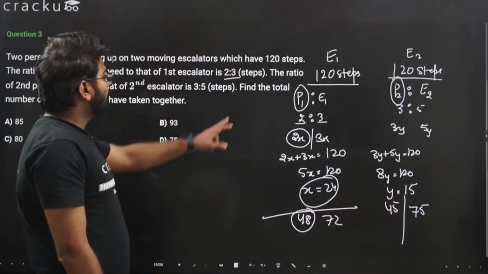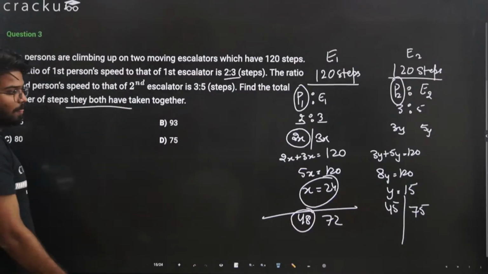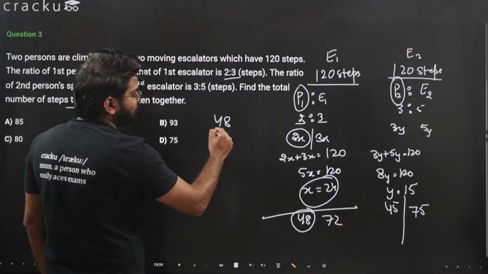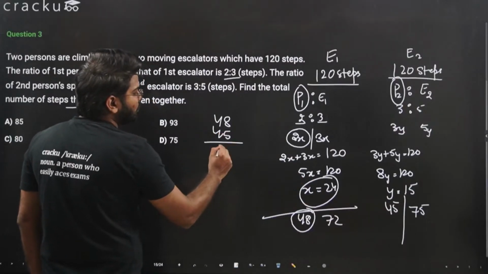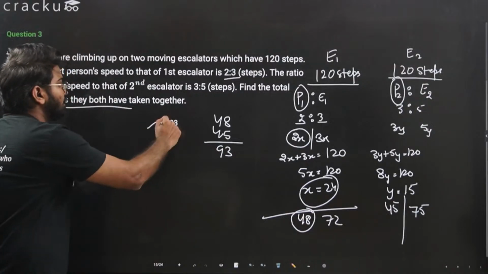We were asked to find the total steps they both have taken together. P1 has taken 48, P2 has taken 45 steps. So in total they have taken 93 steps together. So the answer has to be option B.